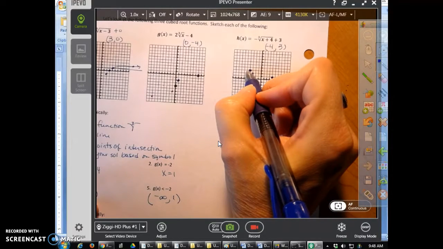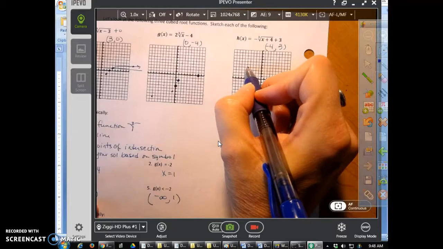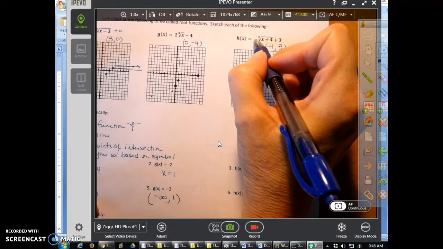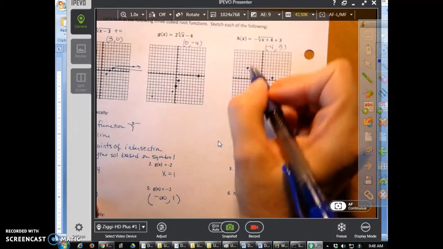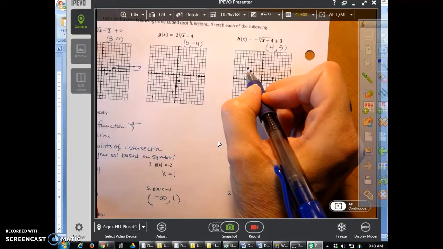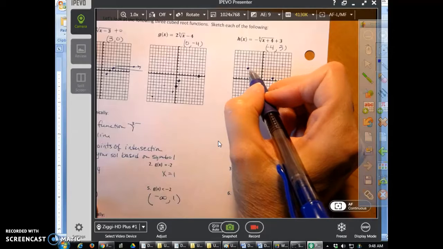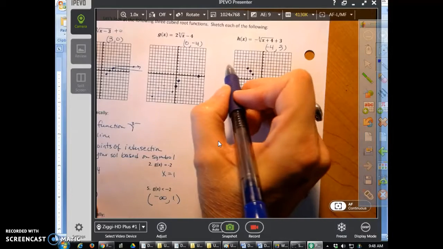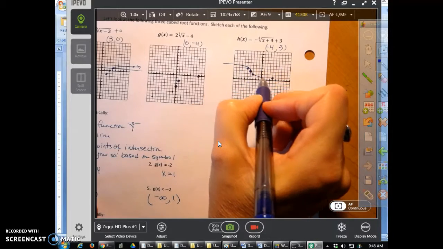1 to the left, normally I'd go down 1, but I go up 1. So I'm reversing the direction of my y's. So my x of -1 would normally give me a -1 for y, but I'm going to reverse that. So my graph looks something like this.